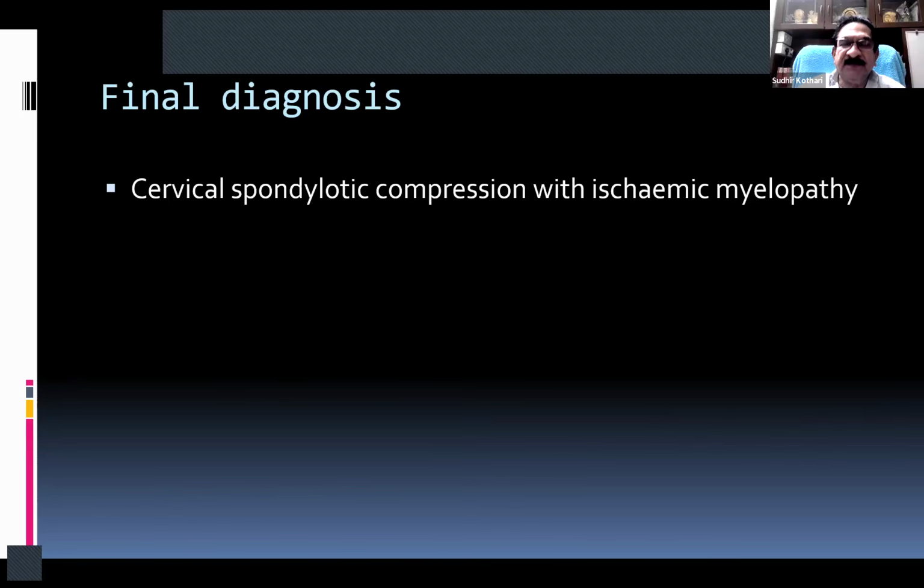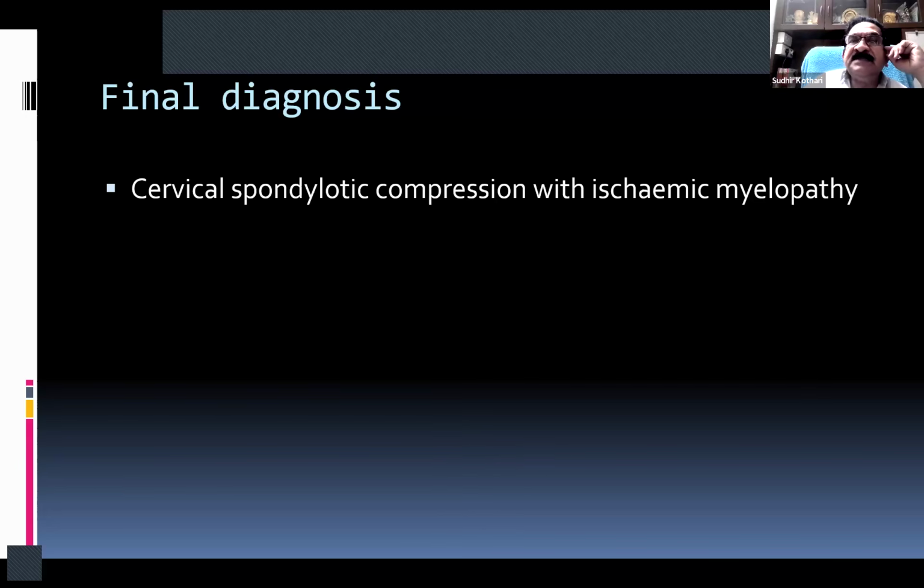Dorsal spine normal. So this is a cervical spondylotic compression, ischemic myelopathy causing ischemic anterior horn cell loss causing irritation. So any questions? So what is the distribution of this usual anterior horn injury in cervical myelopathy? Is it in the periscapular region or in the small muscles of hand?